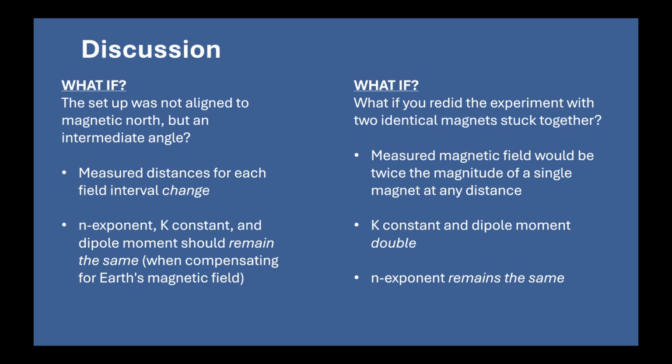What if you redid the experiment with 2 identical magnets stuck together? In this scenario, the measured magnetic field would be twice the magnitude of a single magnet, thus doubling the k and dipole moment values. However, the n exponent will still remain the same due to the distance dependence of the dipole magnetic field.